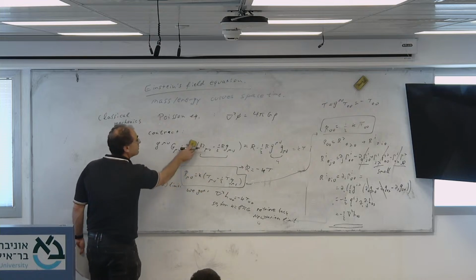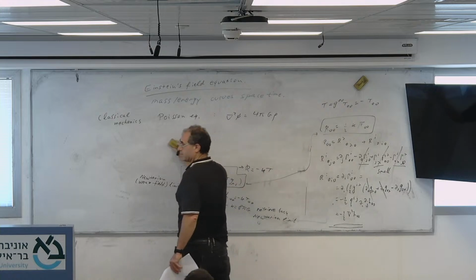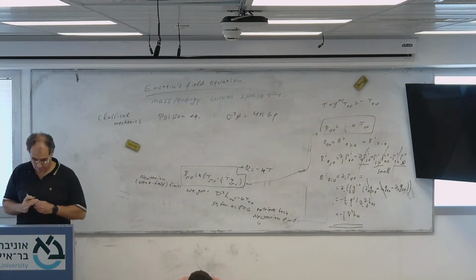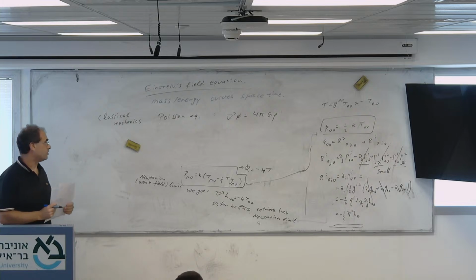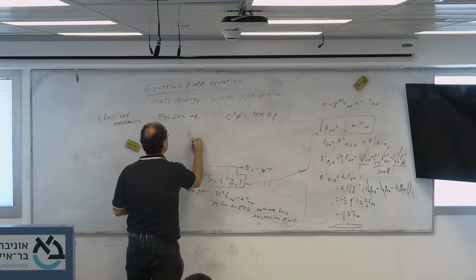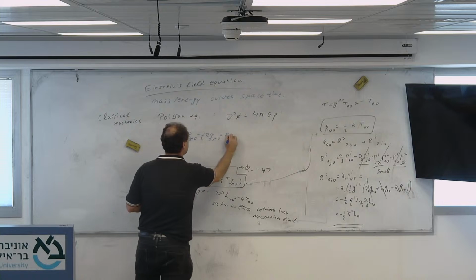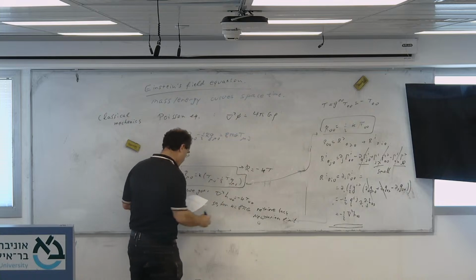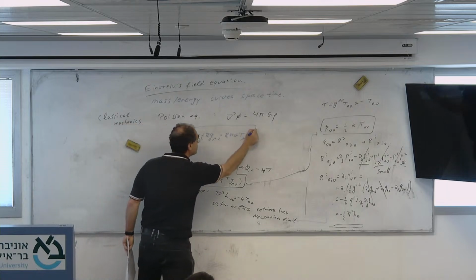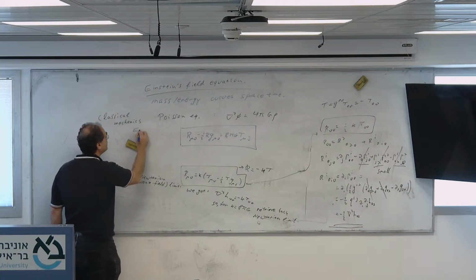I already erased that, but now I can finally write down Einstein's equation. Which is what? G mu nu, I'll just write it down explicitly: R mu nu minus 1/2 R g mu nu is equal to 8 pi G T mu nu. That's Einstein's equation.